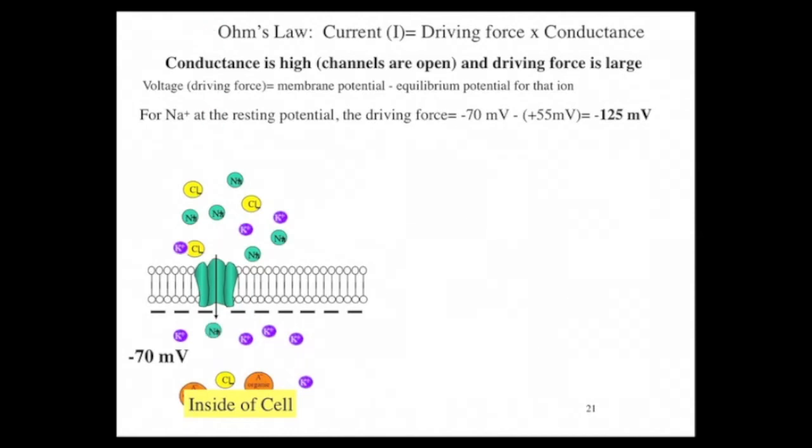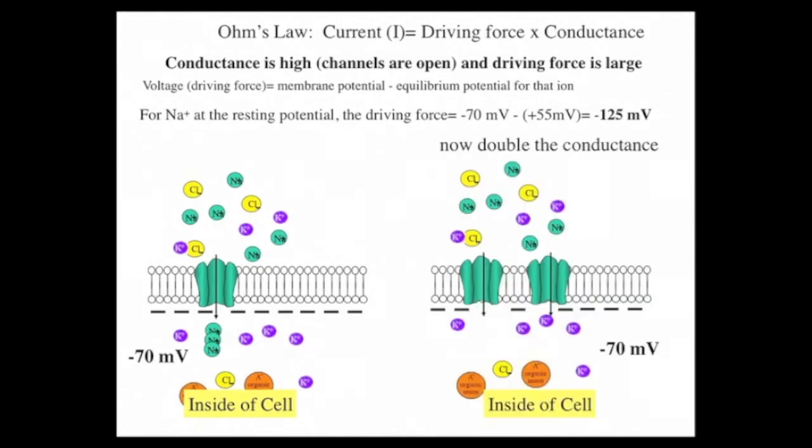And what that means is you're going to get a lot of sodium coming into the cell driven through the channel. Now, remember Ohm's law. The current is equal to the driving force times the conductance. Now let's double the conductance. And all that means is I have twice as many channels that are open. I just double the number. And what that means, I get twice the amount of current, twice the number of positive charges of sodium carried into the cell because there are two channels open.